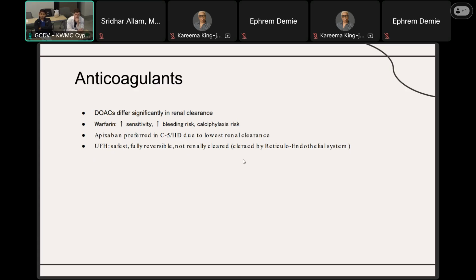But why it is safe is because it is still more predictable. And at the same time, we also have reversibility. So if you have a patient where heparin is working too much, we actually have a protein, protamine, that can be administered to undo the effect of the heparin in a more calculable fashion without too much difference. Heparin is cleared by the reticuloendothelial system, so not kidney dependent.